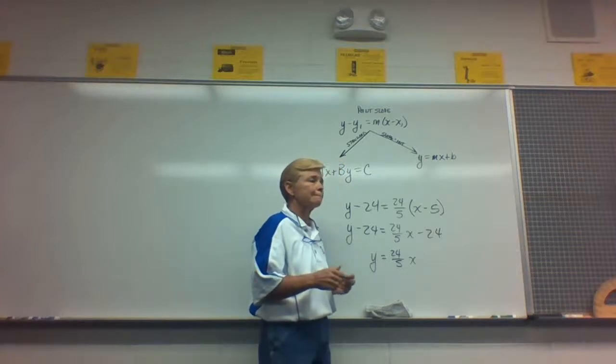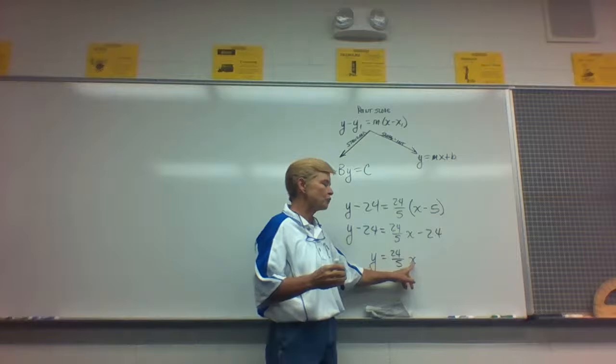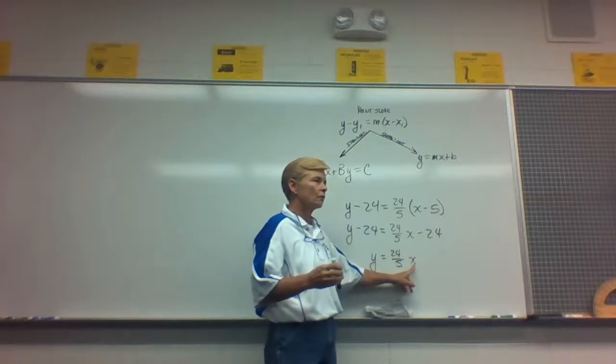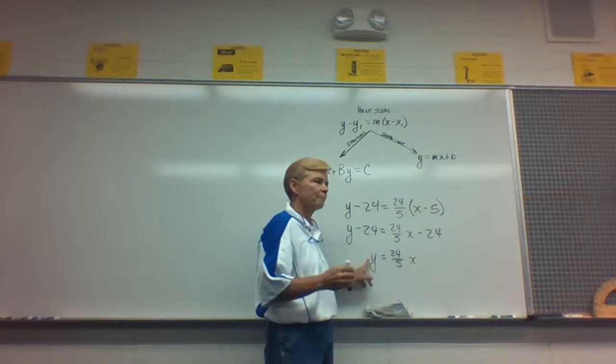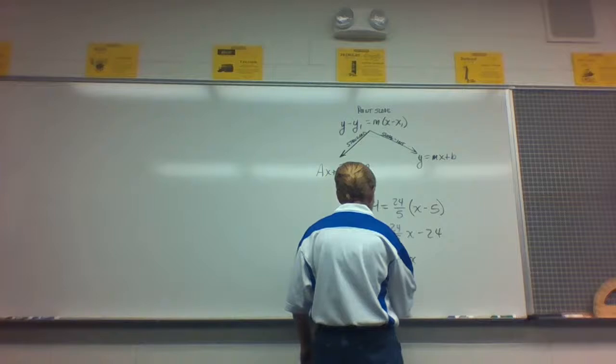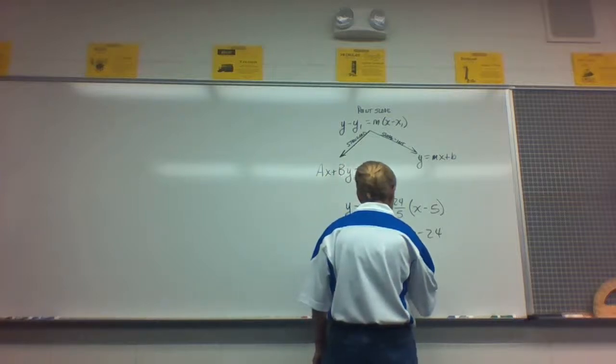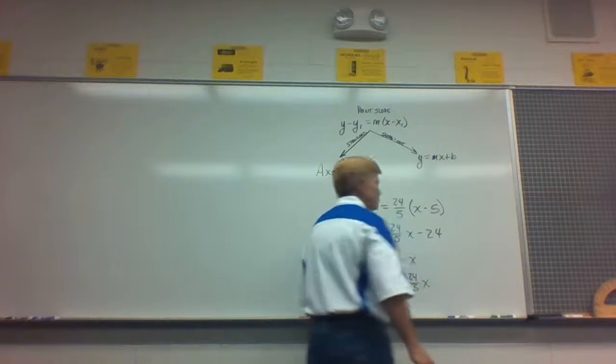X or Y? X. They're asking how long. They're asking you to find X. What are they giving you? The Y. A distance, Y. So we have 17,200 for Y. We substituted in our equation. 17,200 equals 24/5 X. How do you solve for X?